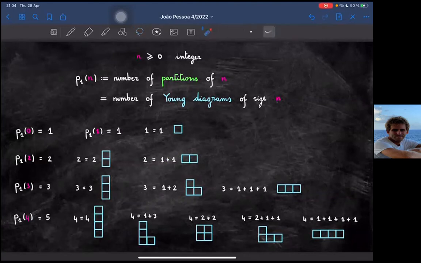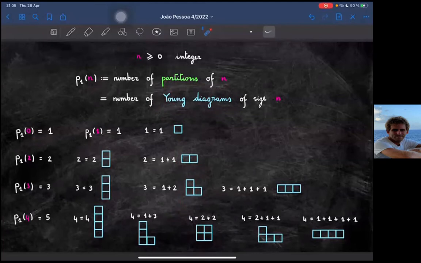So if you have an integer, you can consider the number of partitions of this integer. Let's call it n. So we denote P1 of n, the number of partitions. What's a partition? It's a way of writing this integer as a sum of smaller non-negative integers. And it's well known that these partitions are in one-to-one correspondence with what one calls Young diagrams, which are depicted in blue.